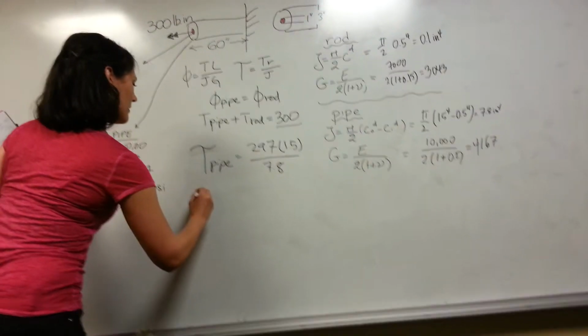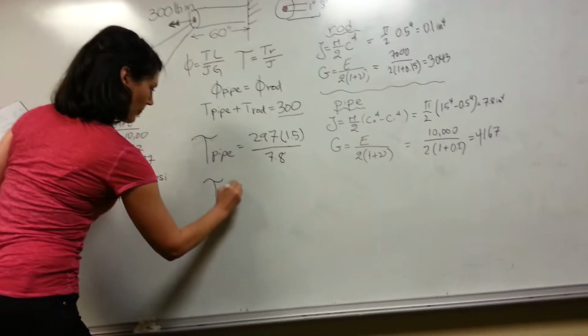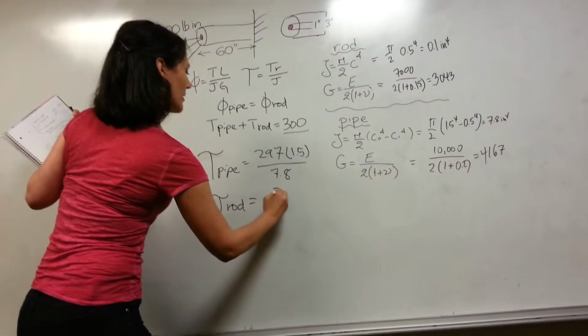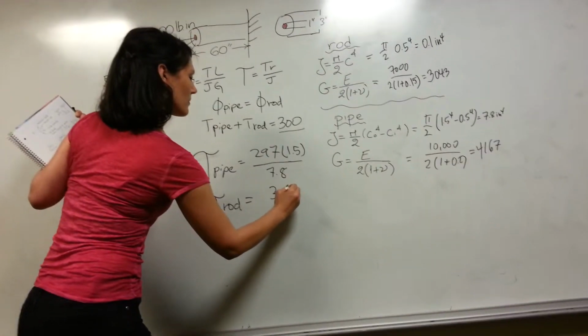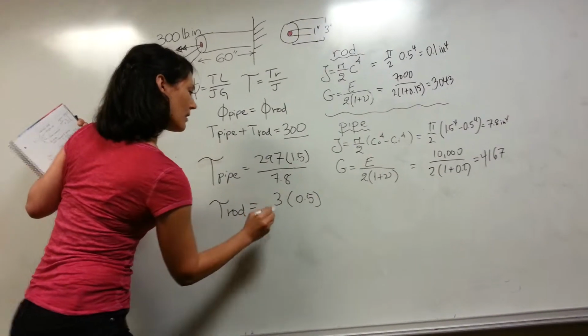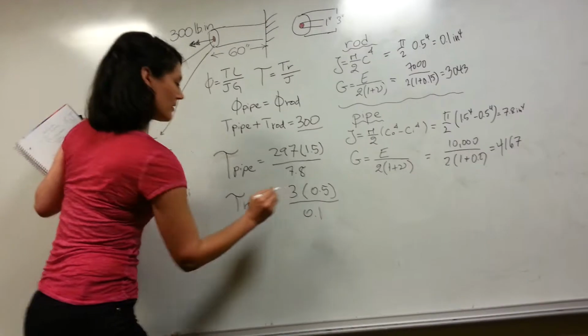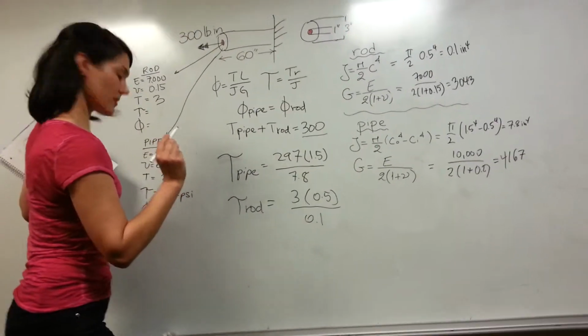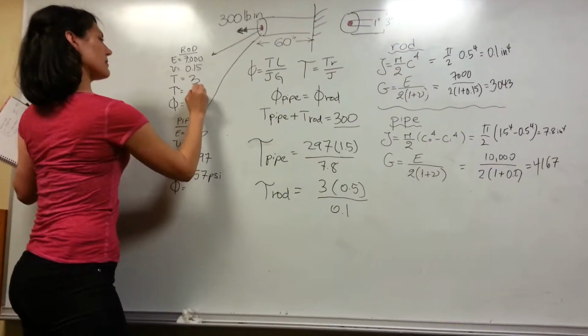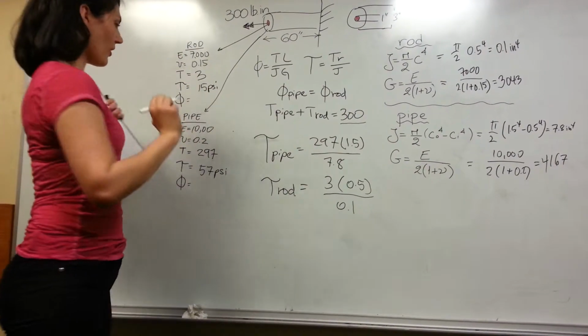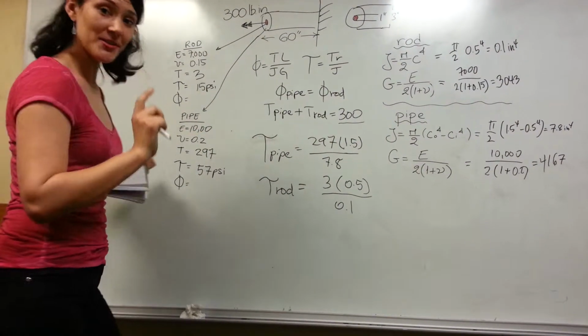And we'll do it again for the rod. So 3 times 0.5, the radius of the rod, divided by 0.1. And that is equal to 15 psi. Okay. Great. We're almost done.